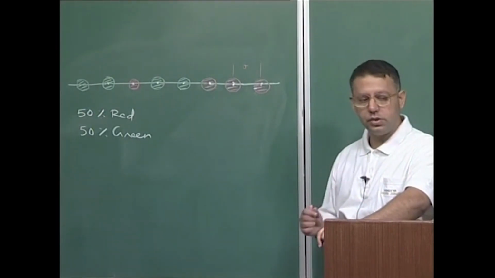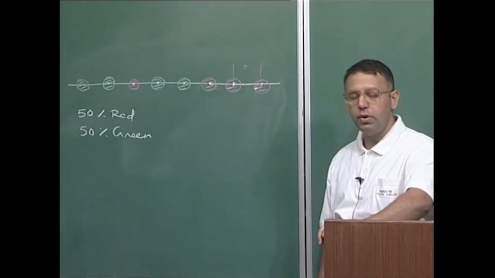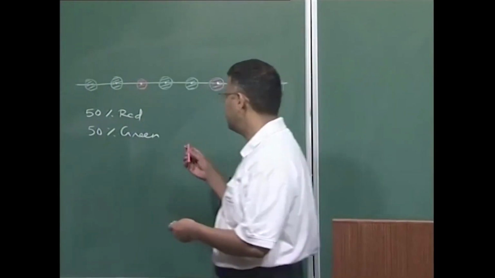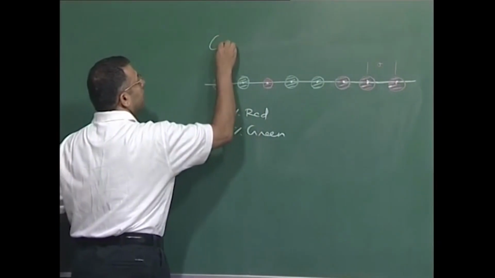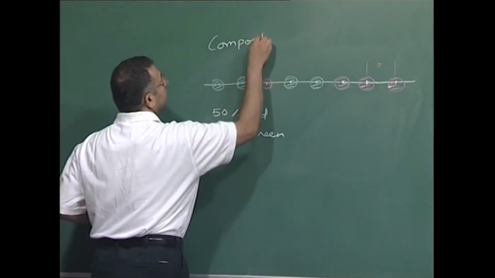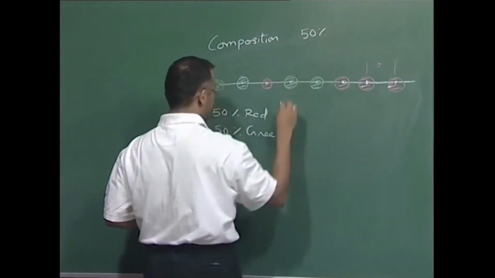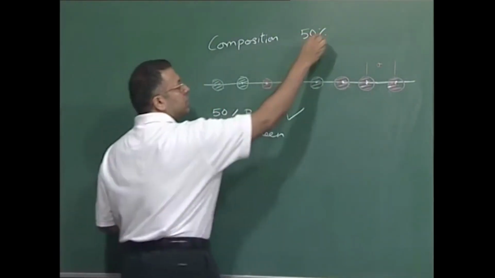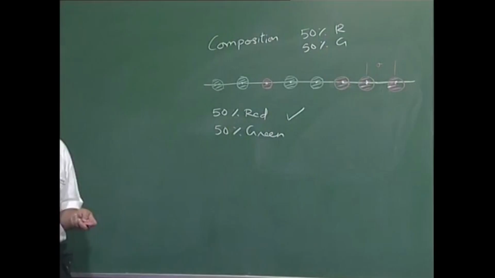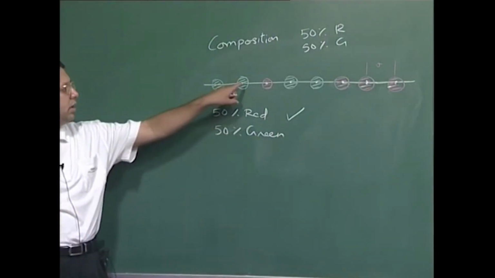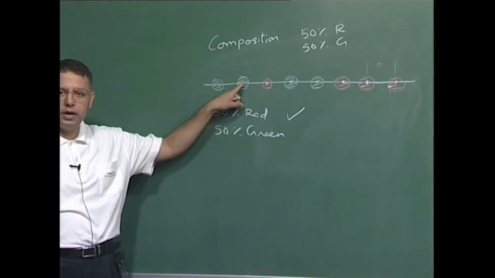But I will introduce this concept, called a probabilistic order. That means I know, because I have a composition which is 50% A, say for instance 50% red and 50% green. So, my composition is 50% red and 50% green. I know that if I take any random point, there is a 50% chance of finding A or a 50% chance of finding B.